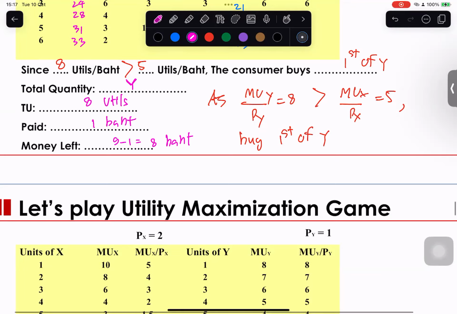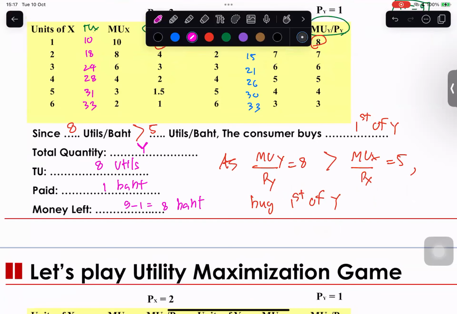Okay. The justification why he buys good Y first is this. We compare which good is worth the money in terms of MU per baht.